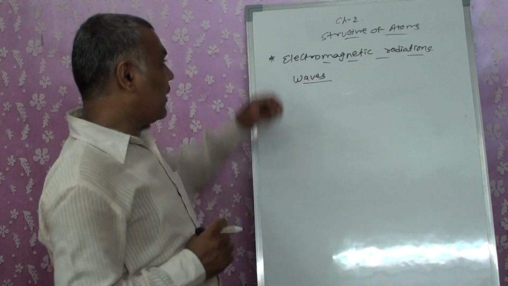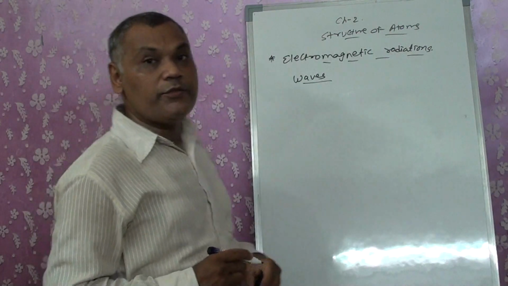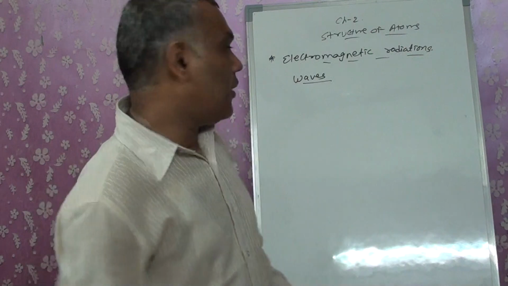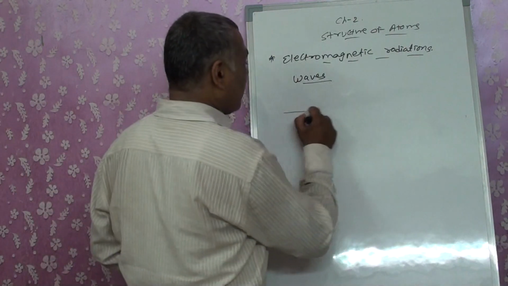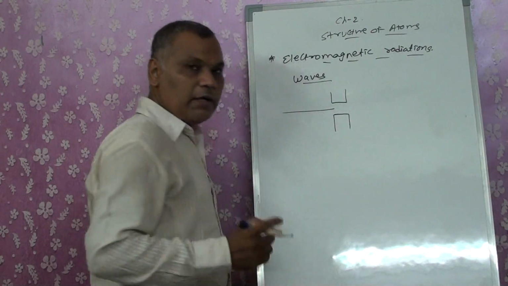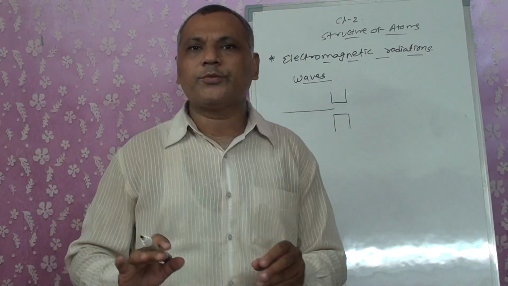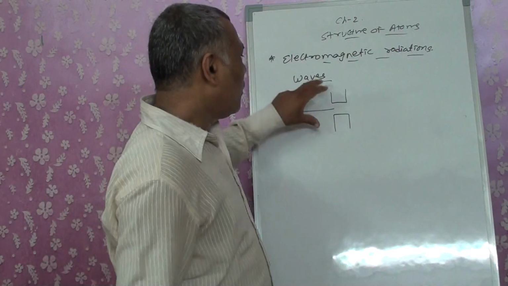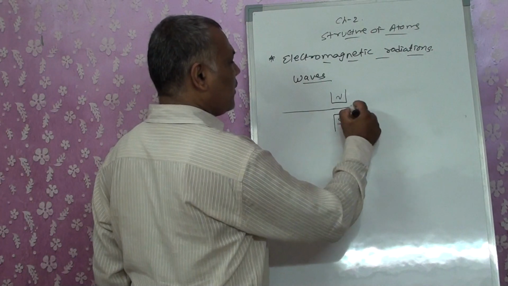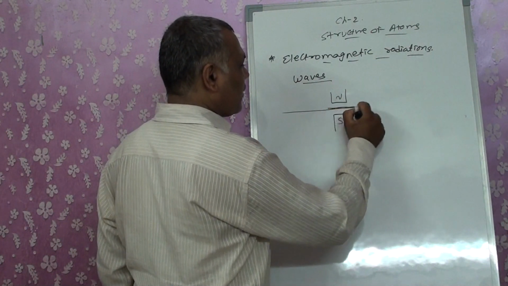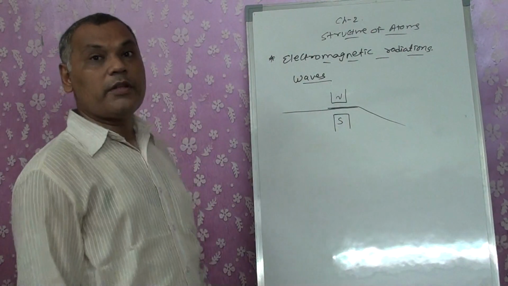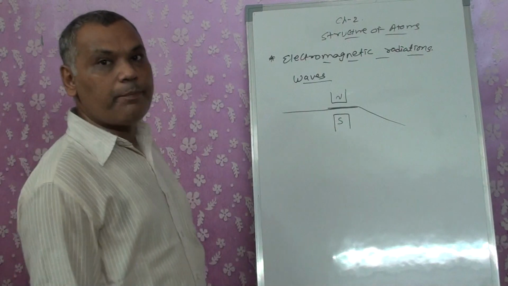Now the word electromagnetic is used because these waves are affected by both electric and magnetic fields. That means when these waves are allowed to pass through a magnetic field, this is one of the diagrams shown in your textbook, you can see it in your textbook, right? Only under the effect of a magnetic field, these rays cannot travel in a straight line. They divert themselves. They change their path.